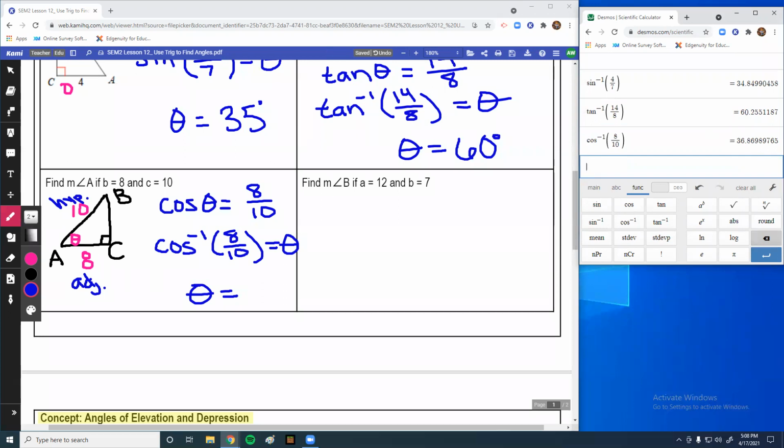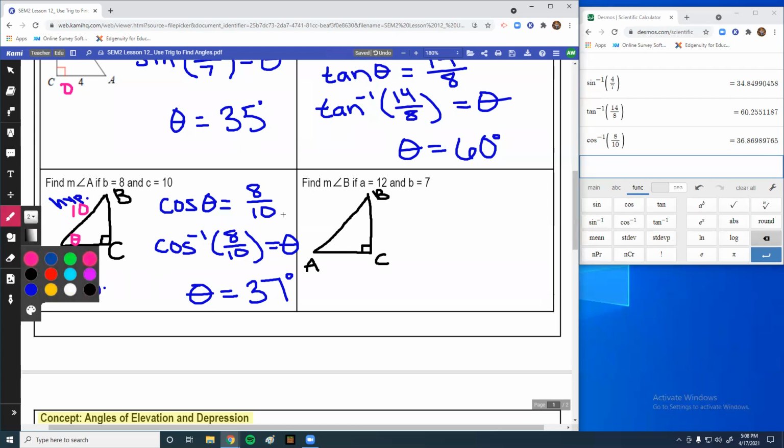36.8. We round up to the nearest degree, so 37 degrees. All right, another one. Set up our triangle. I'm going to set it up exactly like we just had it. A, B, C. But this time, angle B is what we're trying to find. So I'm going to put my theta at angle B.